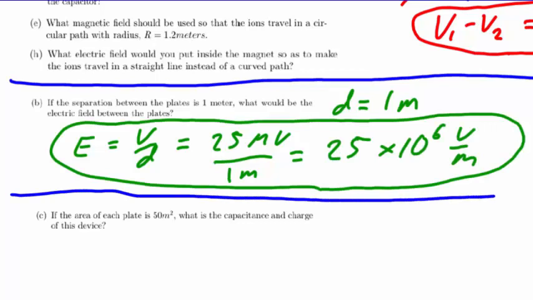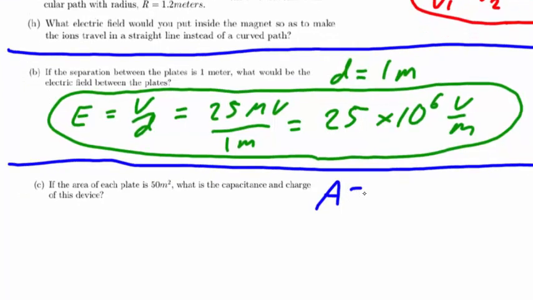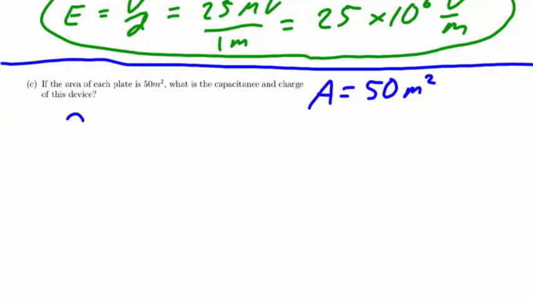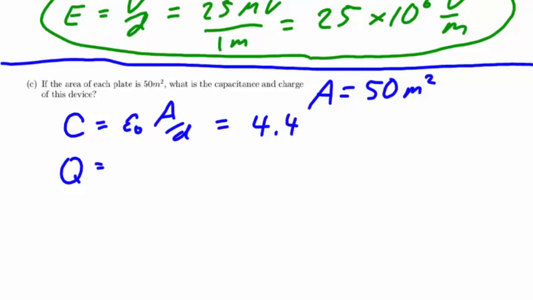In part C of the problem, we're given the information that the area of the capacitor plate is 50 square meters and asked to find values for both the capacitance and the charge on this device. The capacitance we can form geometrically as epsilon naught area over d, using the area of 50 square meters and a distance of 1 meter. When we plug in the values, we get a result of 4.43 times 10 to the minus 10 farads. Please note that the capacitance of the pair of plates depends only upon geometric information such as area and distance, and does not change as you charge up or charge down the plates.